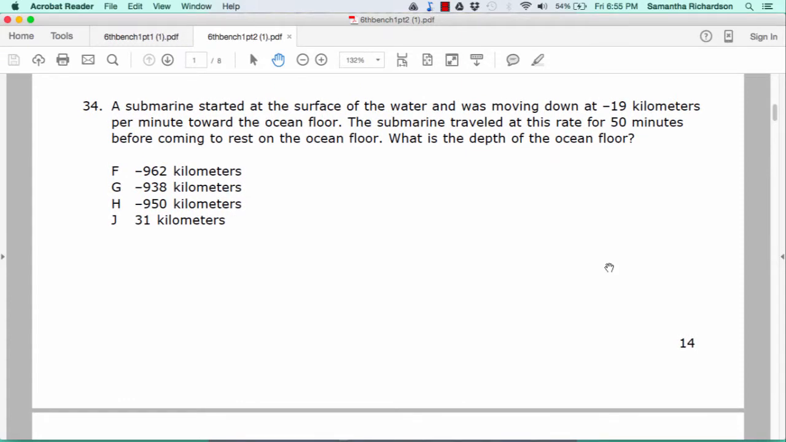Question 34. A submarine started at the surface of the water and was moving down at negative 19 kilometers per minute toward the ocean floor. The submarine traveled at this rate for 50 minutes before coming to rest on the ocean floor. What is the depth of the ocean floor? F. Negative 962 kilometers. G. Negative 938 kilometers. H. Negative 950 kilometers. J. 31 kilometers.